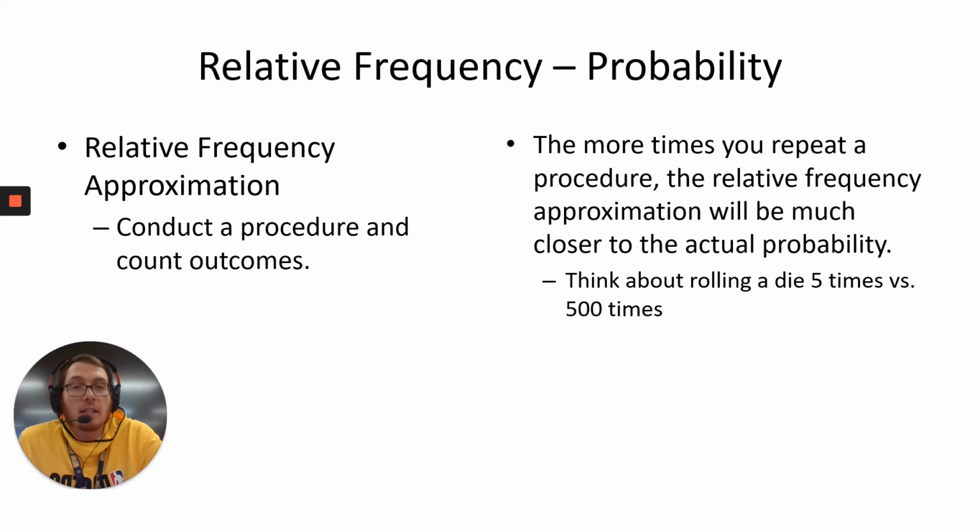Anyone who's been involved in dice rolling in a game knows that if you roll a die 5 times, you can get some pretty strange results. But if you roll that die 500 times, you're going to get more and more like the probabilities you're expecting. That's the difference between a few options versus a lot of options, because you get closer and closer to the true probability, theoretically, the more times you go through an experiment.